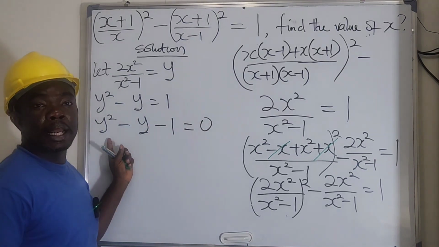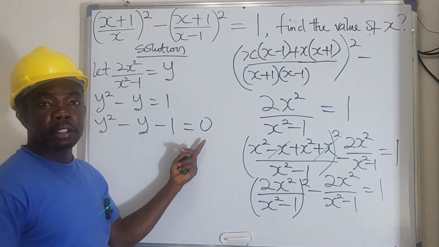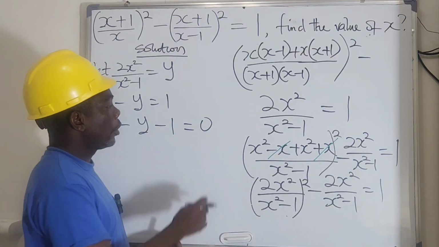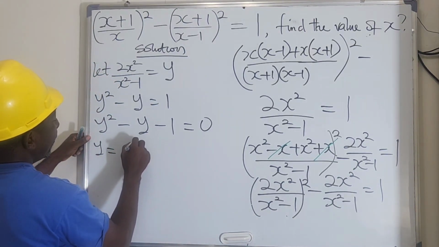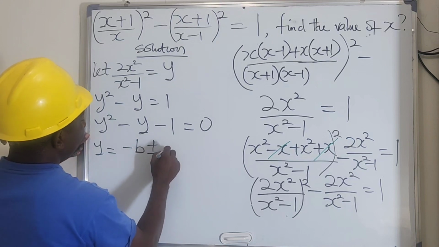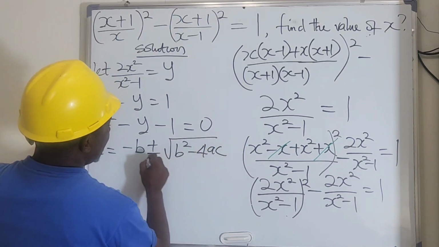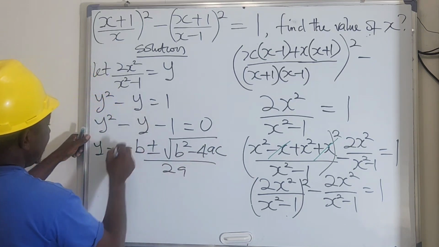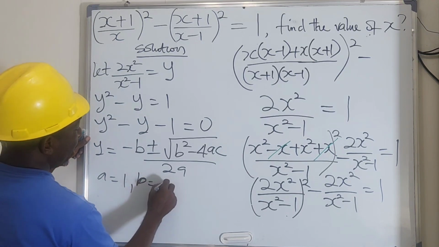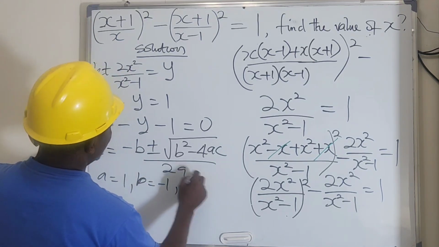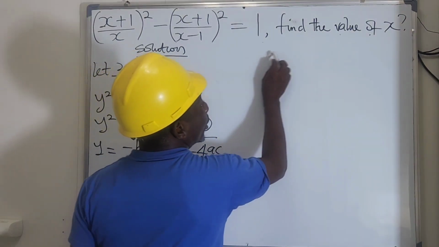So we see this has turned out to become a quadratic equation. And now we are going to use the quadratic formula to look for the value of y. So y will become minus b plus or minus the square root of b squared minus 4ac all over 2a. In this case, our a equals 1, then our b equals minus 1, then c equals minus 1.